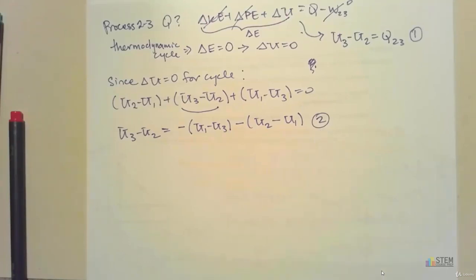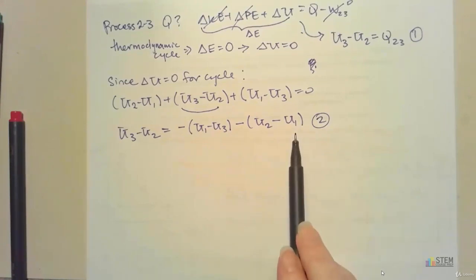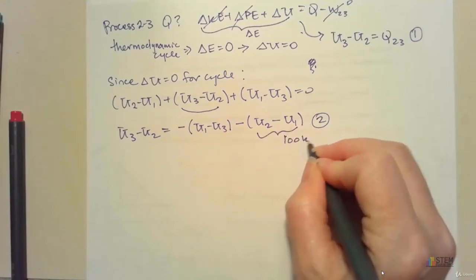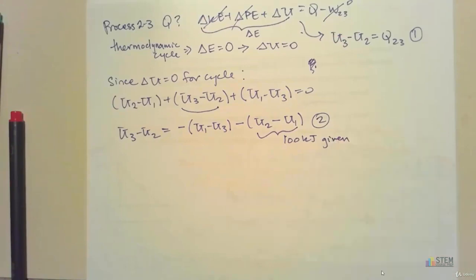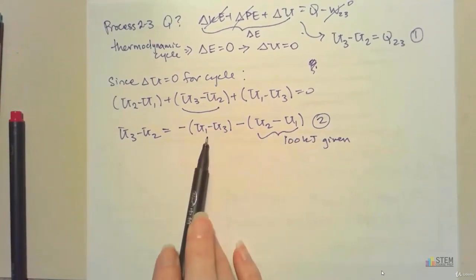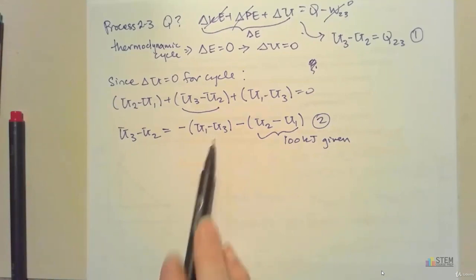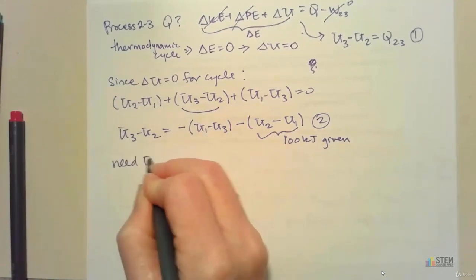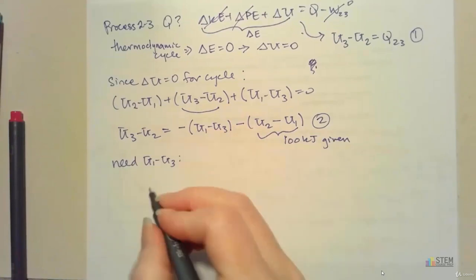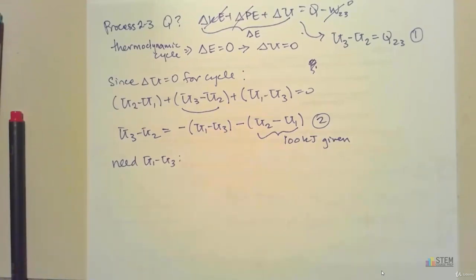Okay. Now, let's go back down to here. U2 minus U1, this was given to us. So 100 kilojoules was given. So we know that. Now, we need to find this because we know this is our Q. So we need U1 minus U3. Now, how are we going to get that? So what do you think? We need to look at process 1-3 again, right? Now we can do the energy balance equation for each of the processes, as well as the total cycle.